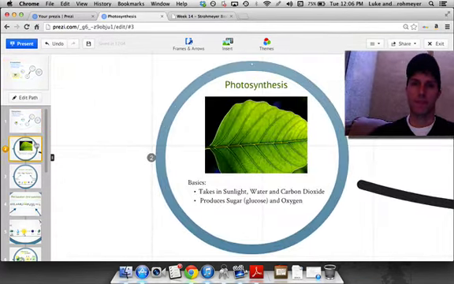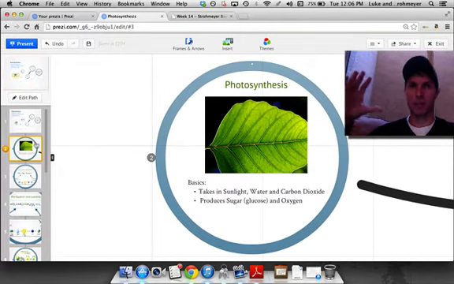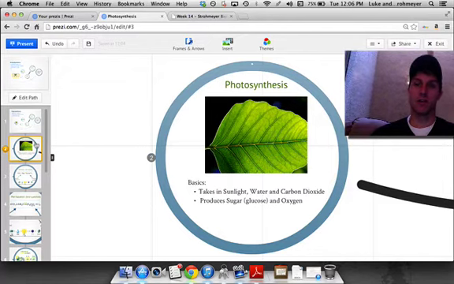Alright, so let's start off with kind of the bigger picture and we'll narrow down to the specifics you need to know. Alright, so photosynthesis, the basics. Plants take in sunlight in their leaves, water from their roots, and carbon dioxide from the air, and it produces sugar in the form of glucose and oxygen.